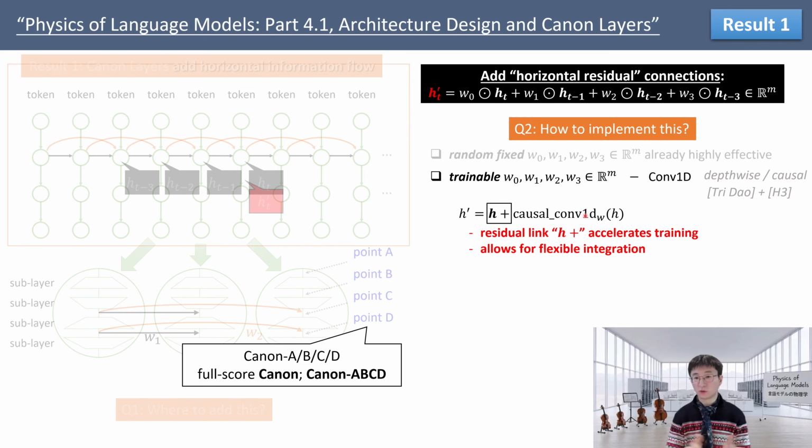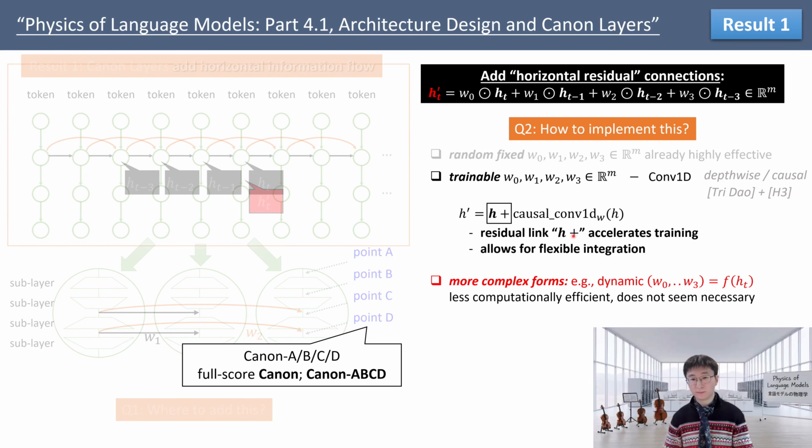Only after training starts, the model starts to recognize that those Conv1D exist, so it can make use of the horizontal information flow if needed. This way of adding the residual link makes your training very stable. In all of the experiments I'm going to show today, it never hurts the performance of the model and it only helps. Okay, so this is the implementation we're going to advocate today.